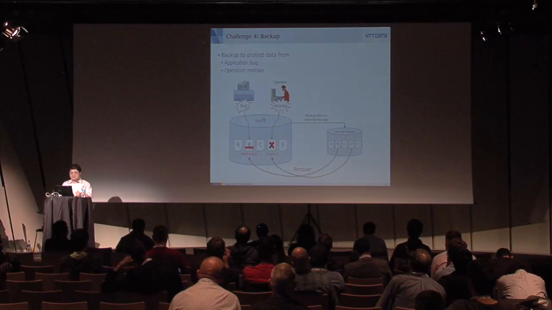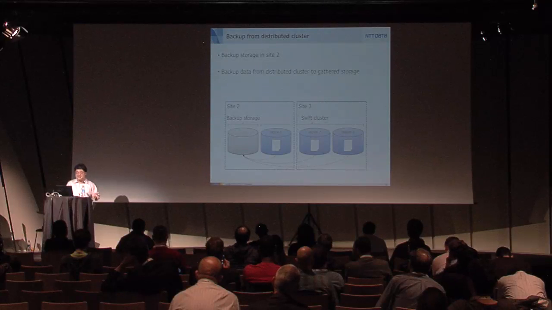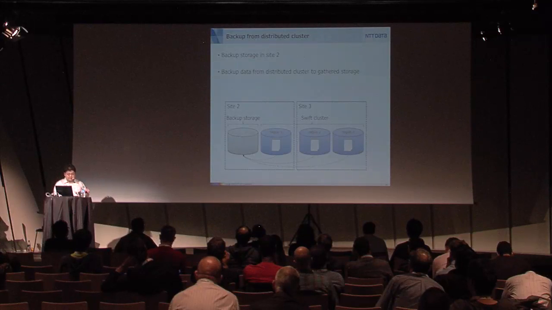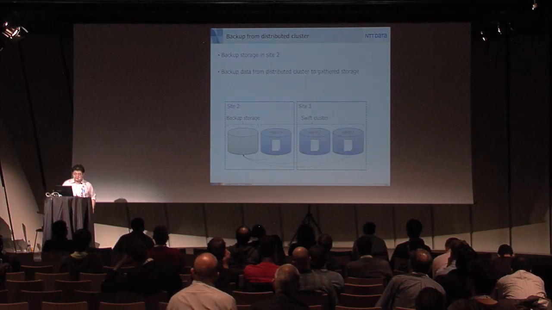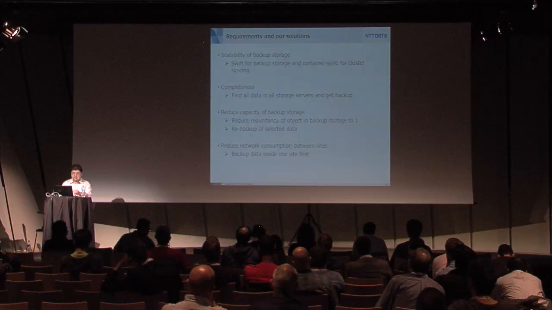So to save data from these external incidents, we have to back up data and keep data at another independent external storage and realize restoring data from that storage. Okay, so we decided to place the backup storage in one of three sites and take backup from the distributed Swift cluster to gather in the backup storage. It was not such an easy thing, and there are some points we have to consider. So I will introduce some points we considered to build this backup system.